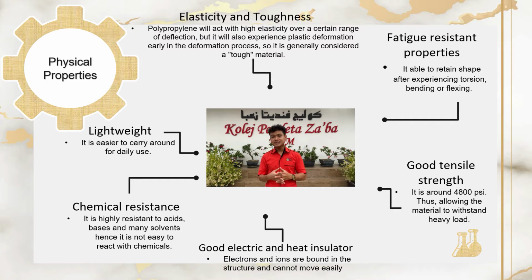Fifth, elasticity and toughness. Polypropylene will act with high elasticity over a certain range of deflection. And last but not least, a good electric and heat insulator, since ions and electrons cannot move easily. There are a few manufacturing processes for the comb.